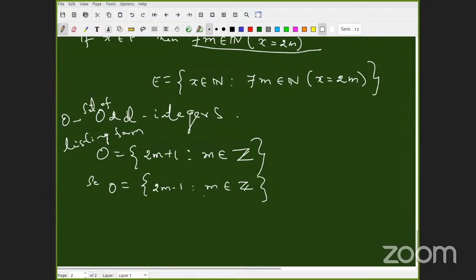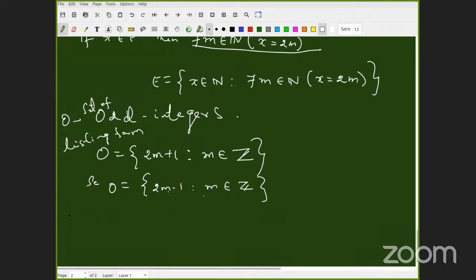You start with m equal to 0, I'll get -1. If I put m equal to 1, I'll get 1. If I put m equal to 2, I'm going to get 3. Same thing, you can now check. I'll get all the odd integers. Excellent.